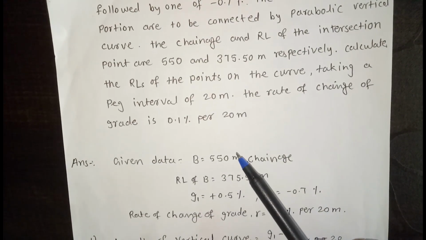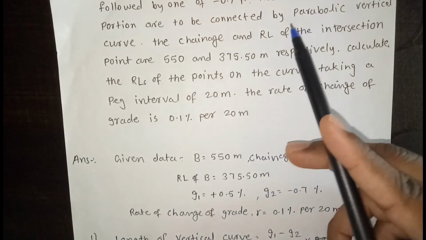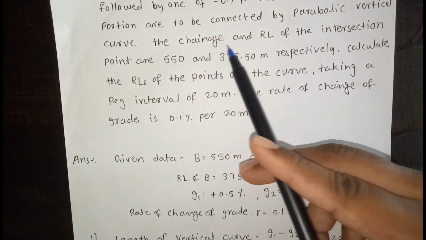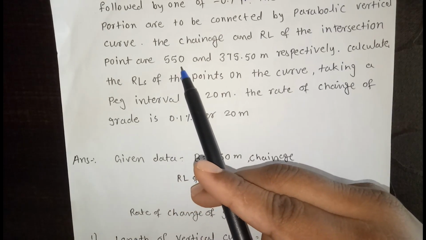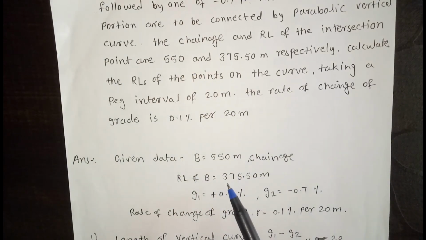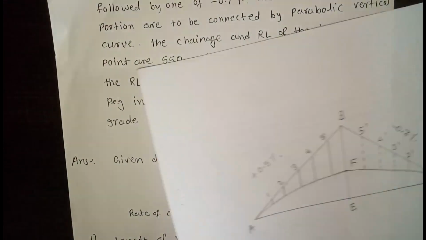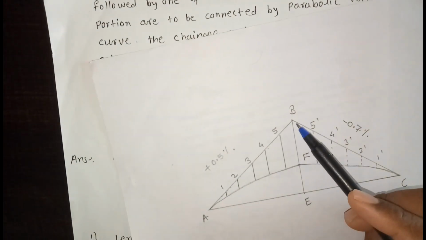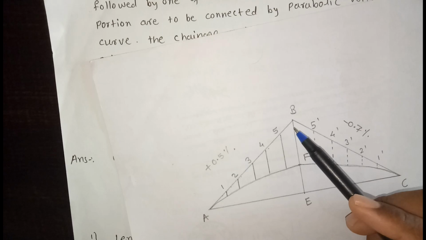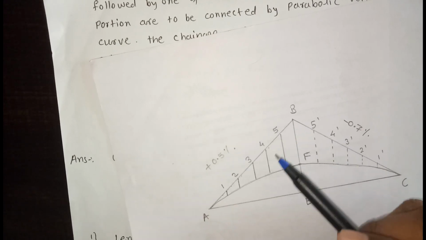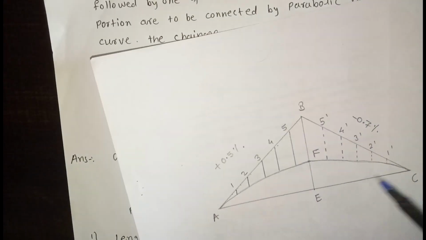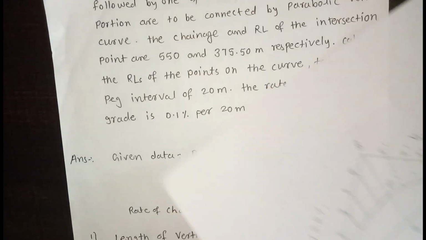Now see here, the chainage and RL of the intersection point, 550 and 375.50, is given to us. That means this is the intersection point. B is the intersection point or summit point or apex point. A is the starting point. C is the ending point.